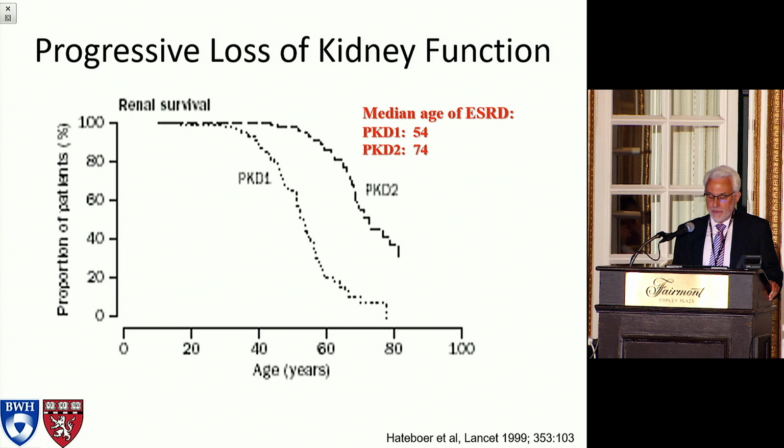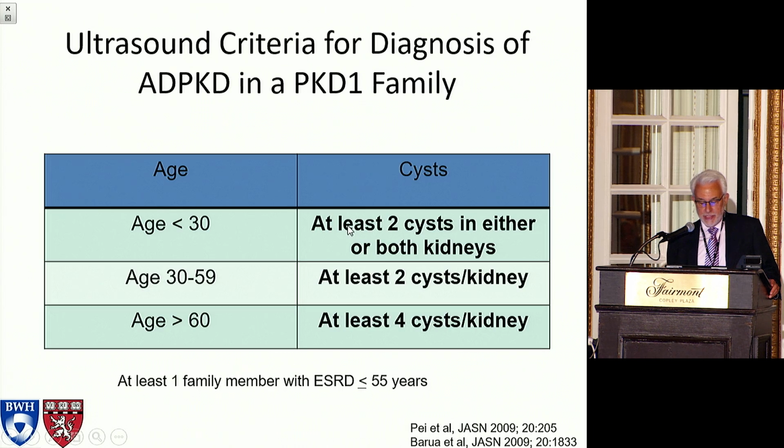The progressive loss of kidney function is different between PKD1 and PKD2. These are kidney survival curves. This represents loss of kidney function necessitating dialysis or transplant. And the median age of end-stage renal disease is 54 for PKD1 and 74 for PKD2. So definitely a slower disease, but nonetheless, one doesn't escape the ravages.